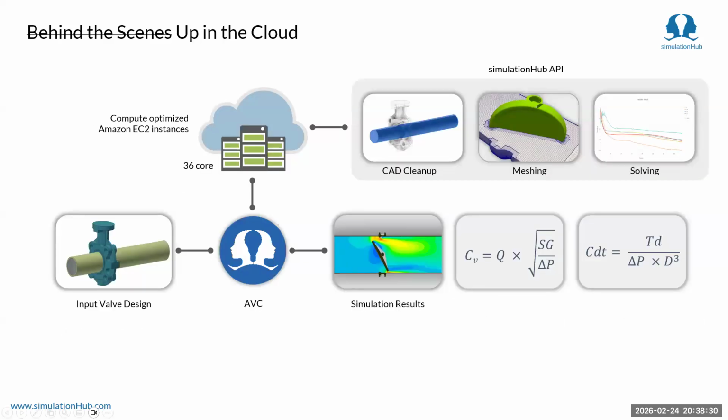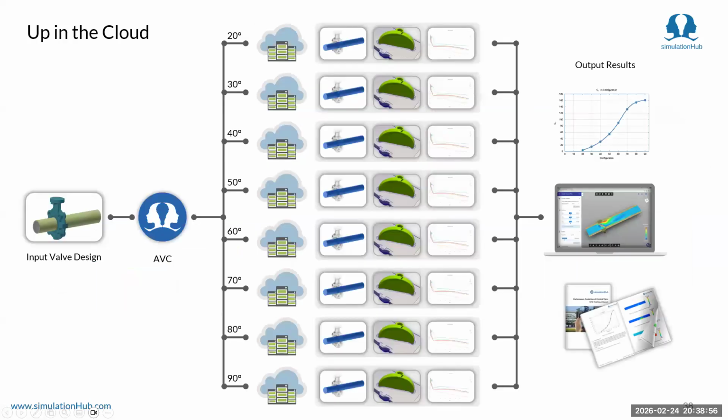So what happens is you upload a CAD model, and it assigns a dedicated 36 core Amazon EC2 instance for the simulation. And the simulation hub APIs are called for CAD cleanup, meshing, and solve. And once it is done, then you get the simulation results viewed on the web browser. So you get a CV and CDT. And it is not just for one opening. The same thing happens for all the openings parallelly.